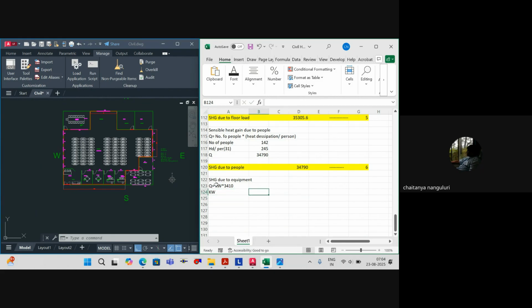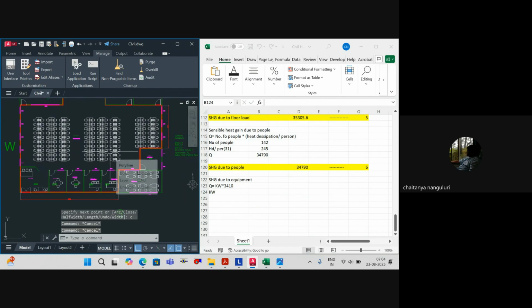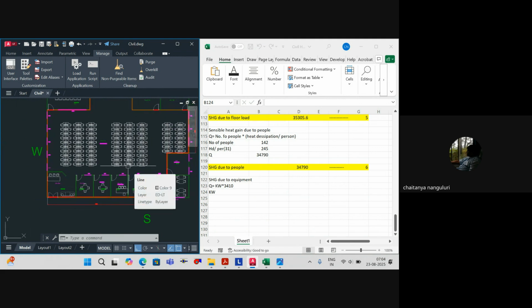So the kilowatts value is nothing but the total equipment, and we have to multiply with the wattage per equipment. Generally, for a desktop computer, we will take approximately 300 watts per system. Understood? Including monitor, everything together. So we'll directly calculate the total number of systems.